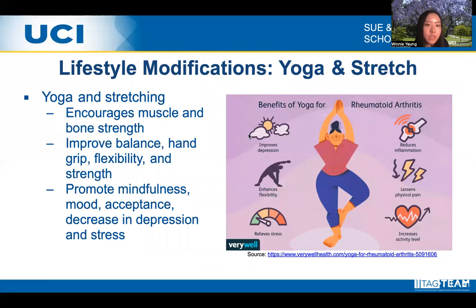Yoga and other stretches are also lifestyle modifications that can help individuals with osteoarthritis and rheumatoid arthritis. Yoga and stretching encourage muscle and bone strength. And improvement in balance, hand grip, flexibility, and strength are also seen. Some mental benefits of yoga are promotion in mindfulness, mood, acceptance, decrease in depression and stress.